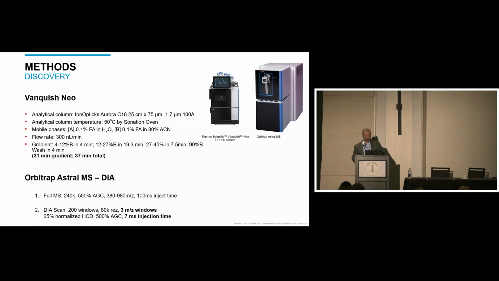It was 240K with 500% AGC, scanning from 380 to 980 m/z with 100 millisecond injection times. For the DIA scans, we had 200 windows that were 3 Daltons wide with 80,000 resolving power in the Astral analyzer, 25% HCD with a 500% AGC and a 7 millisecond injection time, so really fast.